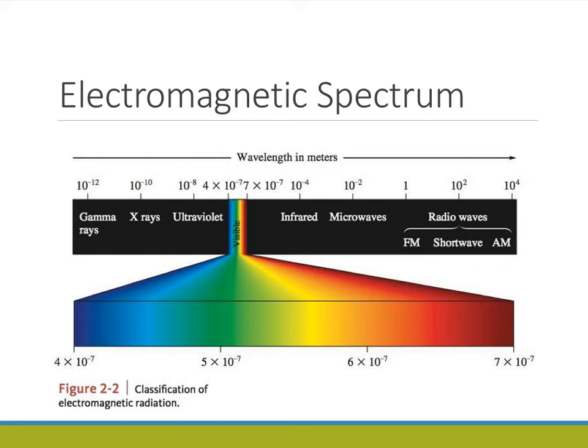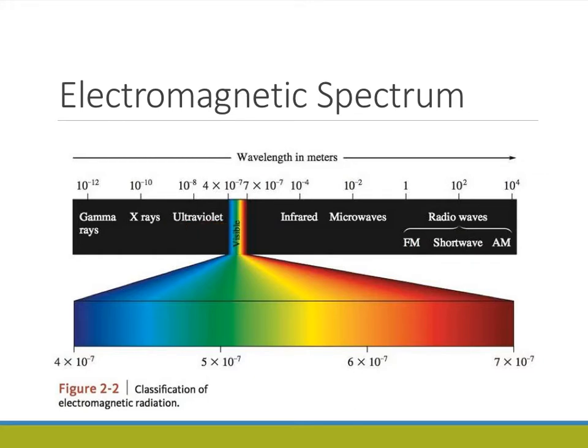So the lowest wavelength is gamma rays. Gamma rays are used for a lot of different things. They are used to help preserve foods. That's one of the reasons. It's also background radiation from the Big Bang. Then at about 10 to the minus 10 meters, we have X-rays.